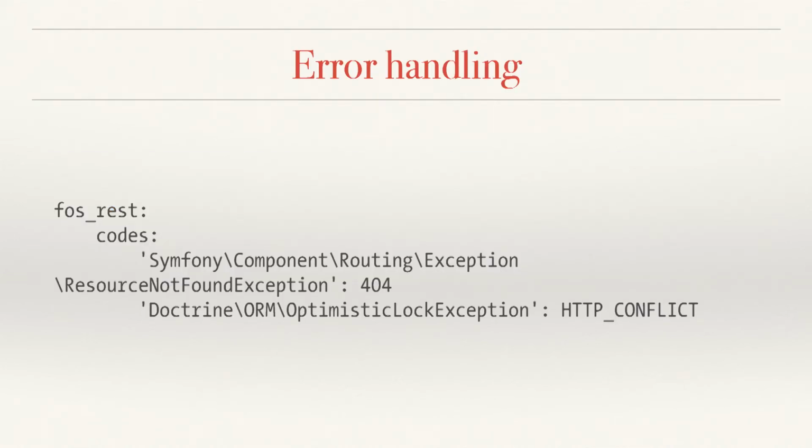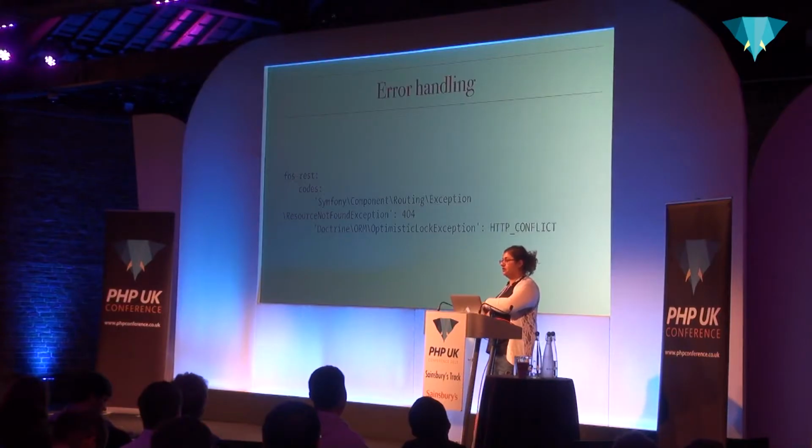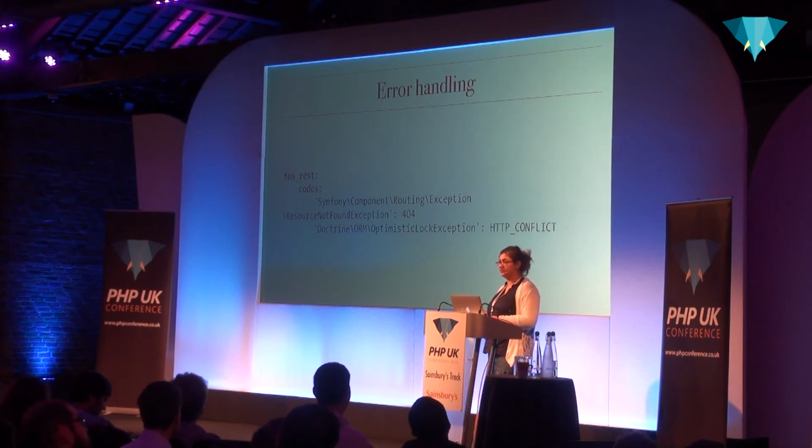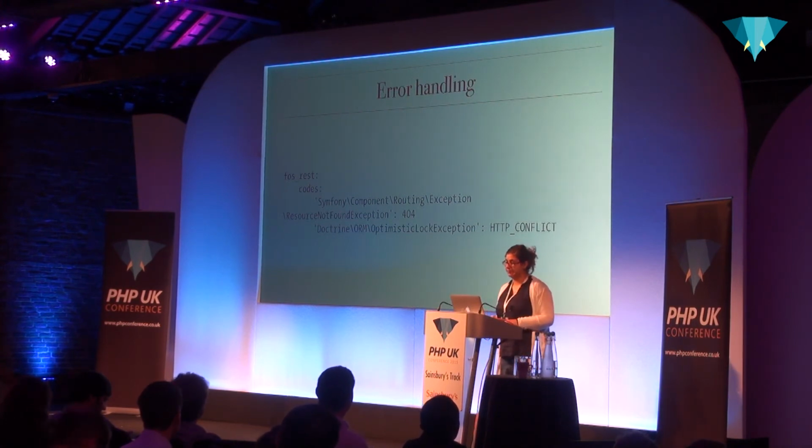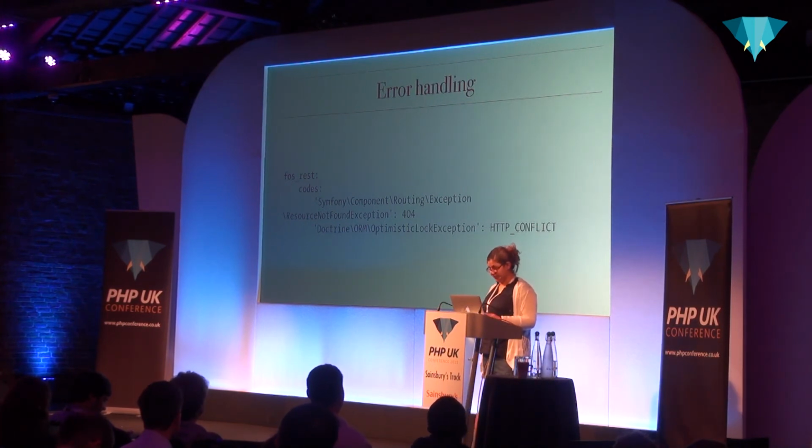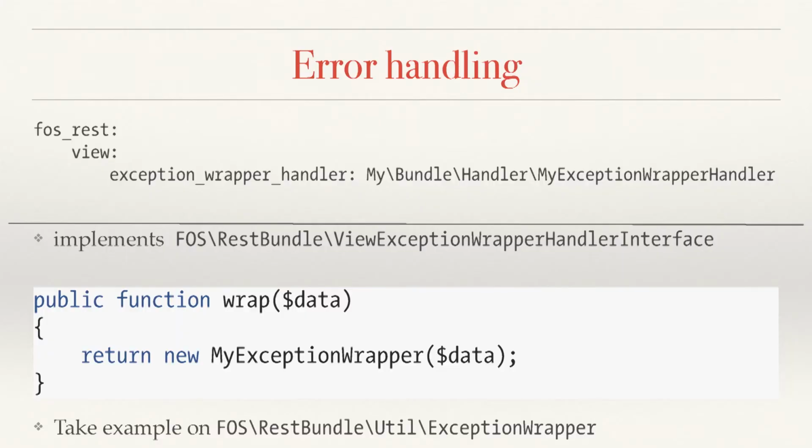The error handling, don't forget about that. It's very important. You could bind exceptions to HTTP status codes. So let's say your application returns a 404. With this configuration, you are asking FOSRest to return, actually, a resource not found exception. And you could use 404 or the constant.